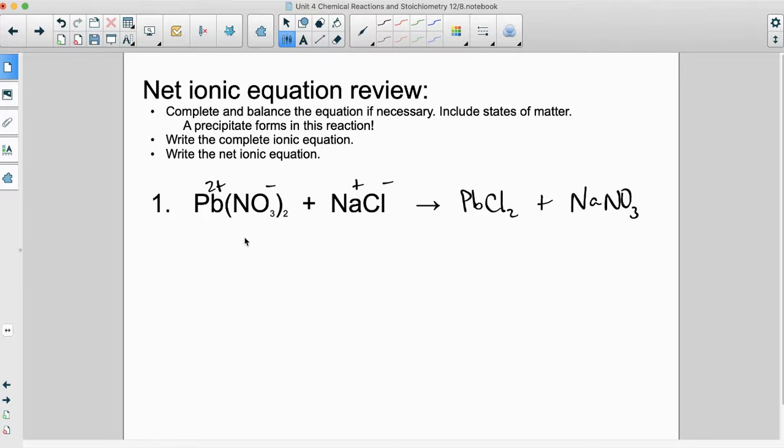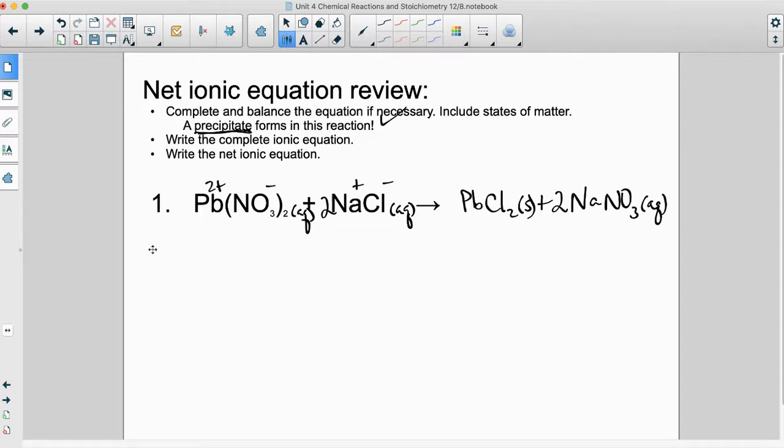Now we want to put in the states of matter. Nitrates are going to be aqueous, soluble. Sodium salts, the sodium is group 1, again, aqueous. Here, we don't know, this doesn't apply to any of our solubility rules, but it says that a precipitate forms in this reaction. And if we look at the last substance, sodium and nitrate are both soluble. This is aqueous, so this must be the precipitate. So we'll label that as solid. So then we need to go and balance this equation. Looks like we need a 2 here, and we need a 2 here. Okay, now, so we did that.